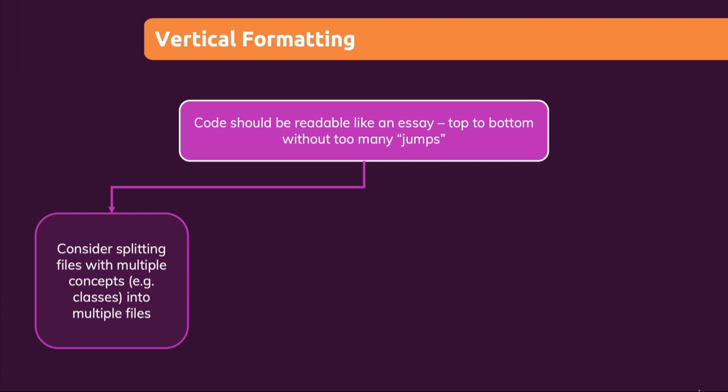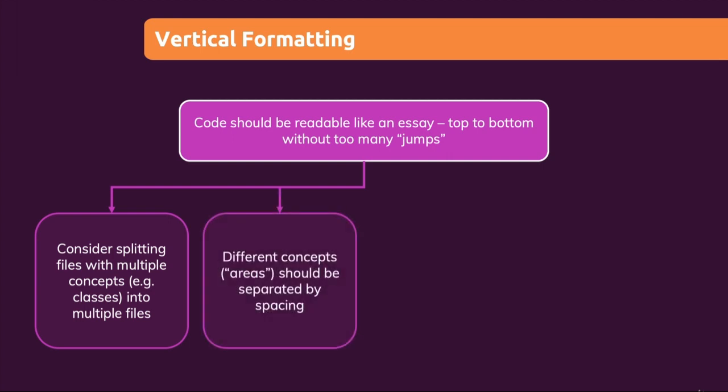Now, within one and the same file, you will still have multiple different concepts. And with concepts here, I don't mean different classes or anything like that, but for example, simply multiple methods within one and the same class. That could be different concepts, different areas of code, you could say, and you should separate those concepts by spacing.